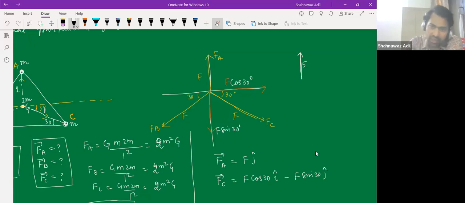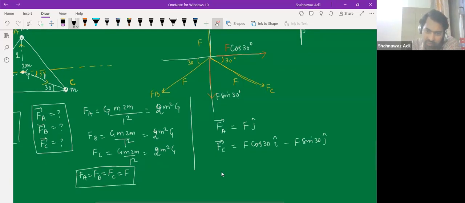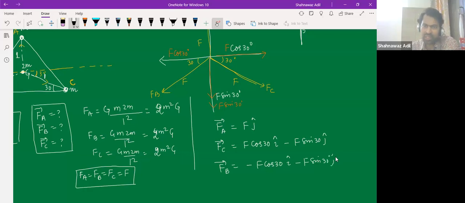Now tell me, what would be FB? Minus F cos theta I cap, yes, absolutely right, minus F sin theta J cap. Good. So these are FA, FB, and FC. Clear? Any doubt in this one, guys? Any question?